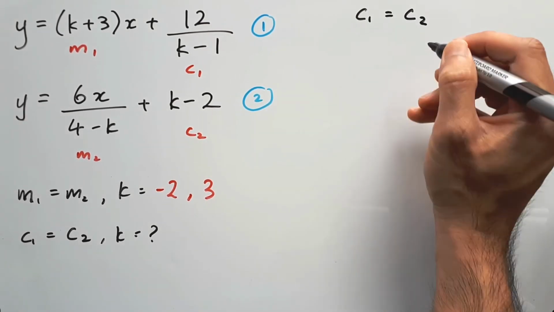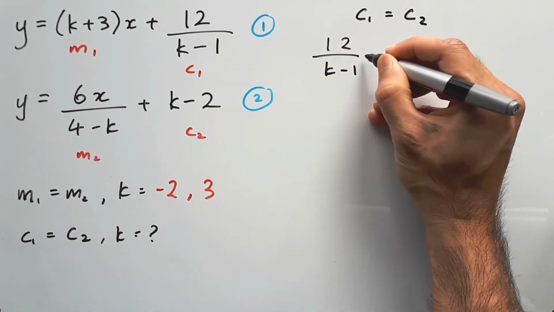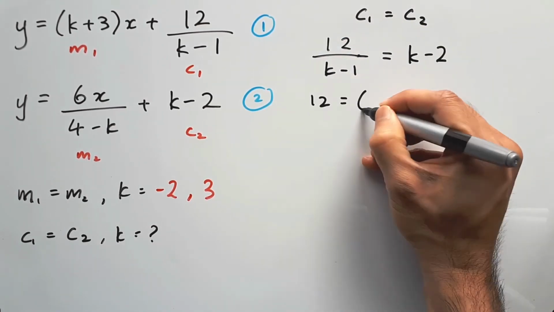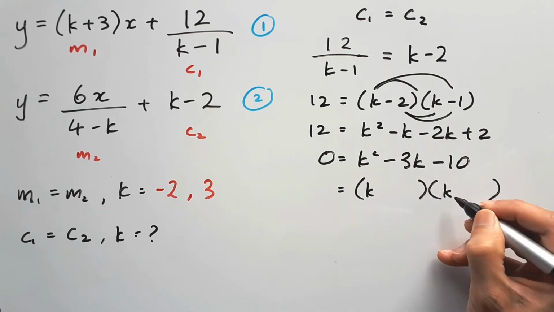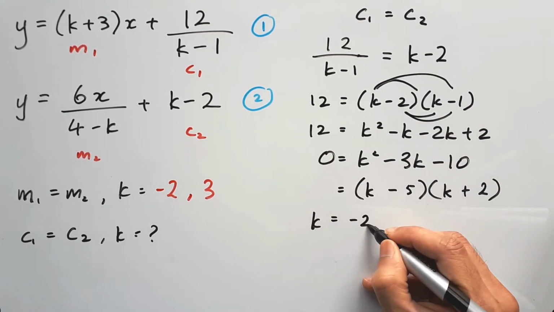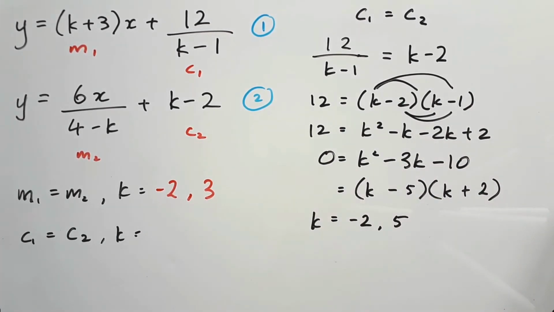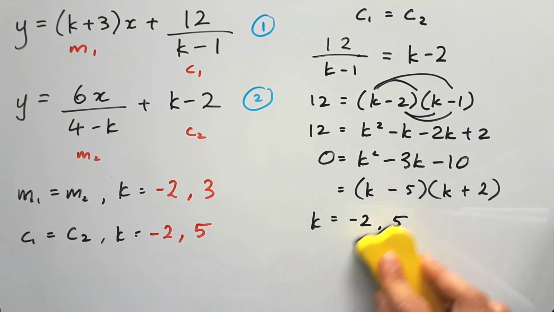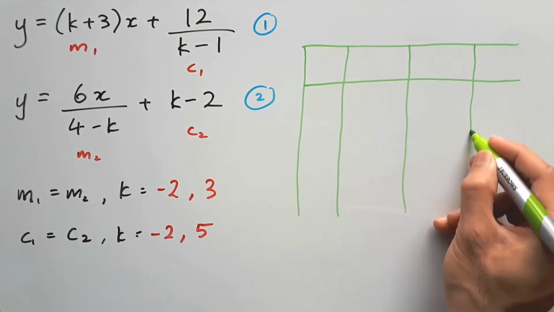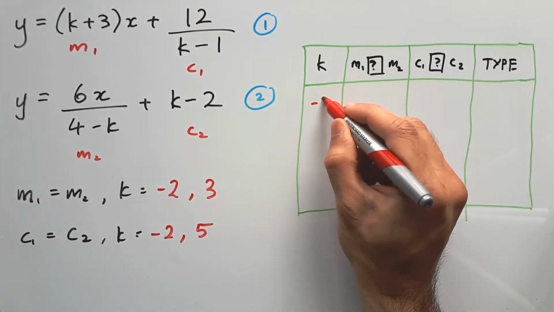As for the y-intercepts, equate 12 over k minus 1 with k minus 2, and after a little bit of algebra and factoring, we can see that k equals negative 2 or positive 5. And as in the previous example, we can see that both equations have a common answer of negative 2. That would be the coincident case. But the 3 and 5 makes this very confusing to try and work with, so we're going to set up another table to see how this all fits together.